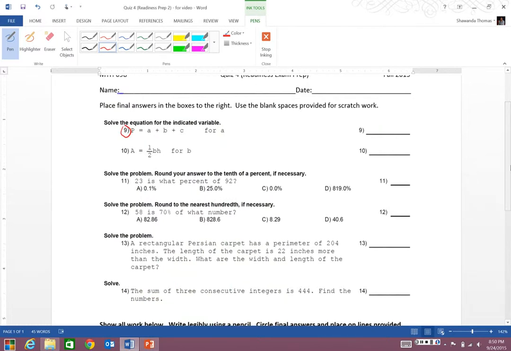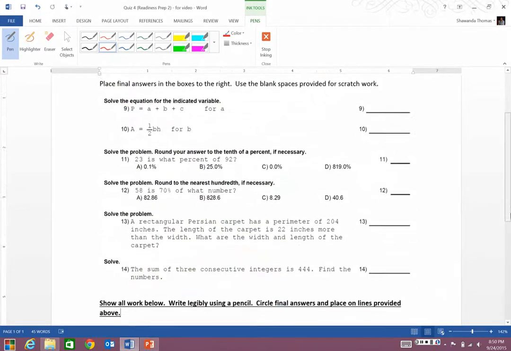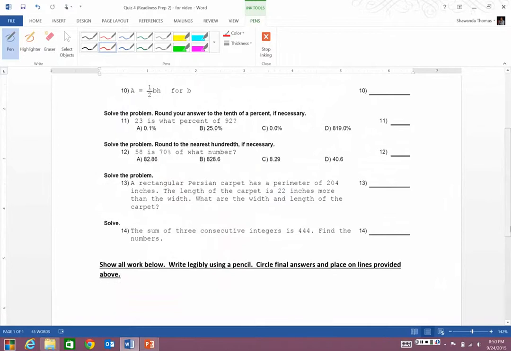Alright, next, let's go to number 10. Number 10 is A equals 1/2 times B times H for B. So we're trying to solve for B. We want to get B on one side by itself. Notice that we have a fraction in our equation, so we should get rid of the fraction first by multiplying both sides by the LCD.